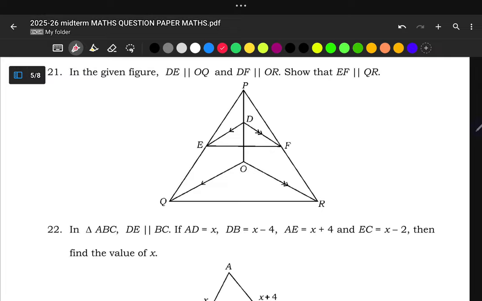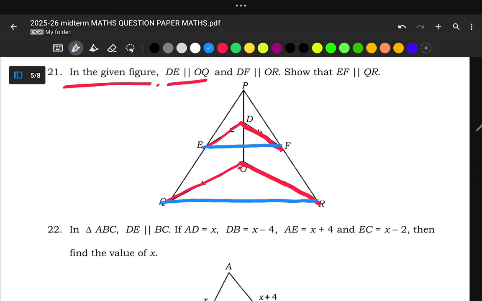See, now this question is from similar triangles and very easy. Just the given diagram is a little bit complicated. Okay, see how to solve it easily. In the given figure, DE parallel to OQ, DF parallel to OR. Show that EF parallel to QR.